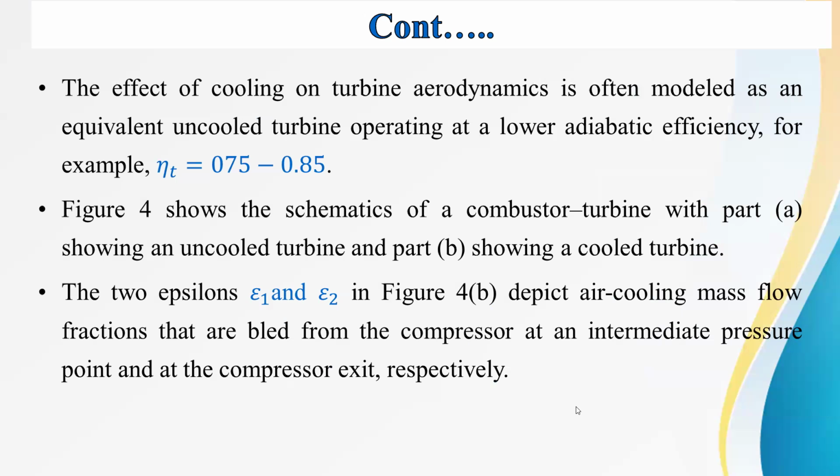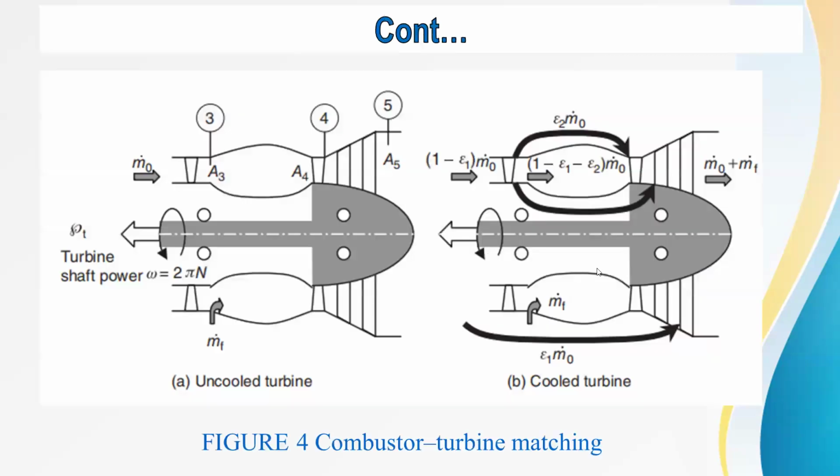Some amount of air is going for cooling purposes to the turbine, in the high pressure turbine and low pressure turbine condition. So that is bled from the compressor at the intermediate pressure point and at the compressor exit respectively. So that's what we represent.